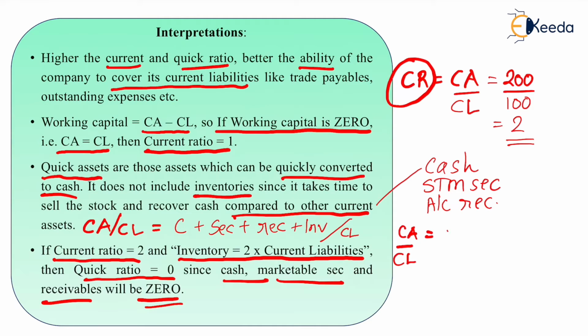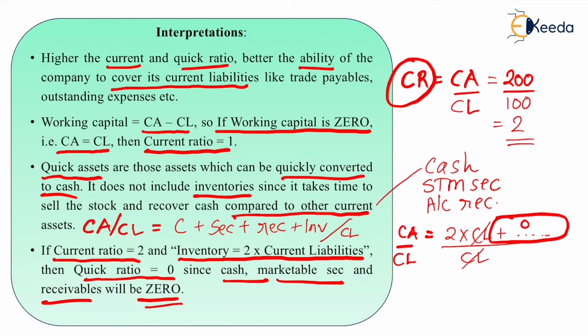if inventory is 2 times current liability and then we have other assets, divided by current liability. Don't you think to get my current ratio equal to 2, current liability और current liability cancel हो जाएगा, assuming all the other current assets are 0. Meaning if I want current ratio equal to 2 and my inventory is double the amount of current liabilities, it means that all the other current assets are 0.